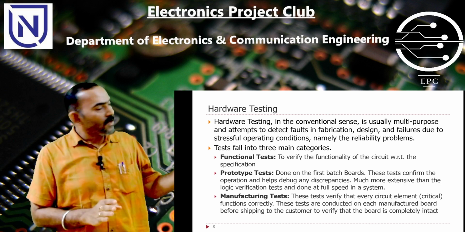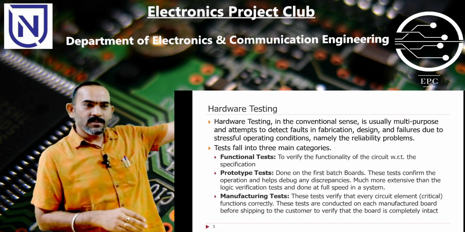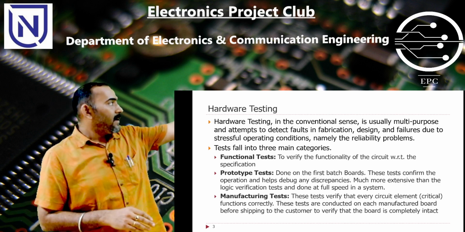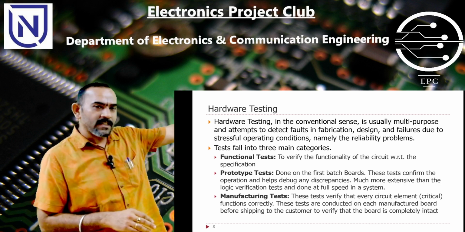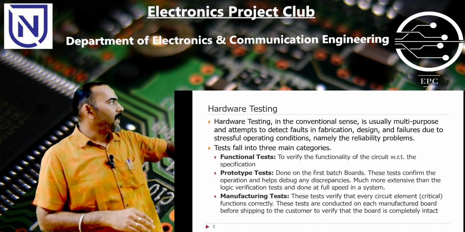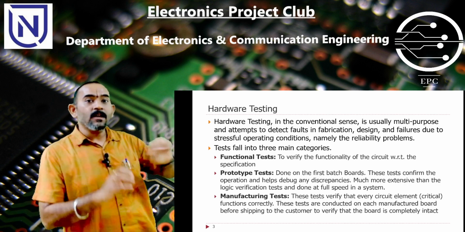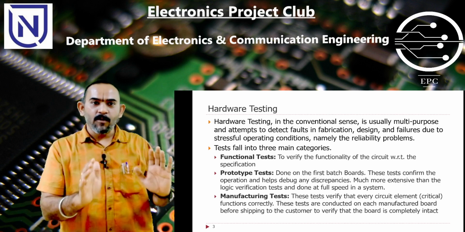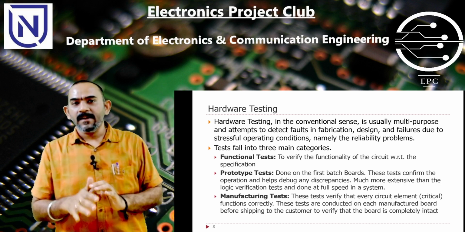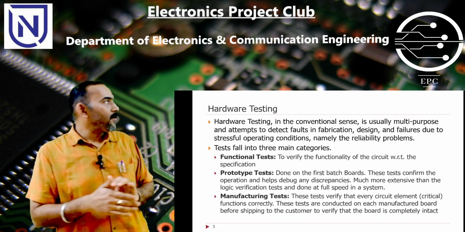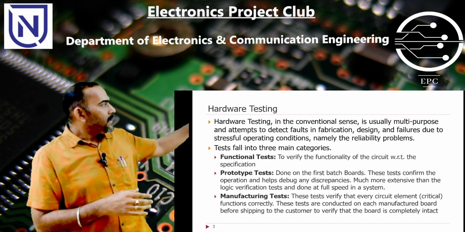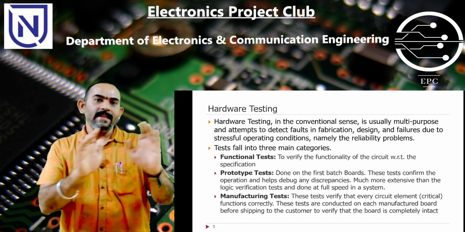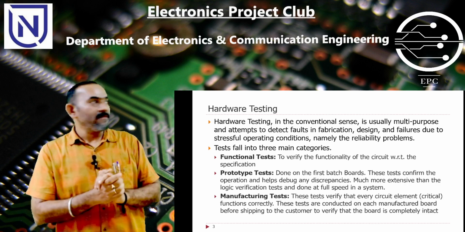Similarly for software testing, I can just replace hardware with software. There, instead of fabrication it would be coding, the design is the same, and failures due to stressful operating conditions are also true there. You can have a coding fault: you have done the flow diagram properly, but when you code you make a mistake there. That can lead to failure in your circuit operation. Now these functional tests, prototype tests and manufacturing tests I have put here basically deal with the hardware part.